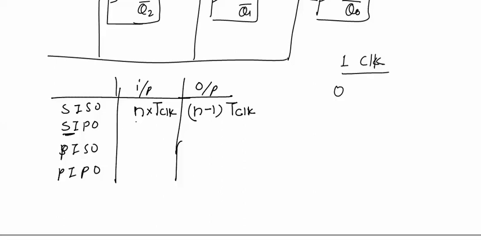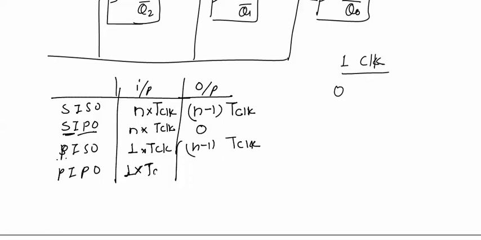For serial input parallel output shift register, we will require n clock pulses again for serial input. For parallel output, we will not require any clock pulse. For parallel input, we will require 1 clock pulse, and for serial output, we will require n minus 1 clock pulses. For parallel input, we will require 1 clock pulse, and for parallel output, we don't require any clock pulse. So this was all about the shift register.